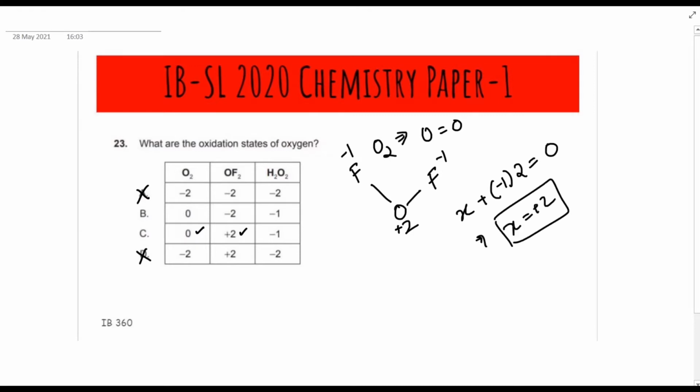Finally, for H2O2, let's assume that the oxidation number of oxygen is X again. So 2X plus the oxidation number of hydrogen, which is +1, is equal to 0. It's not always +1, but when hydrogen is attached to a non-metal, it's generally +1. So from here, X becomes -1. From all this, option C is the correct answer.